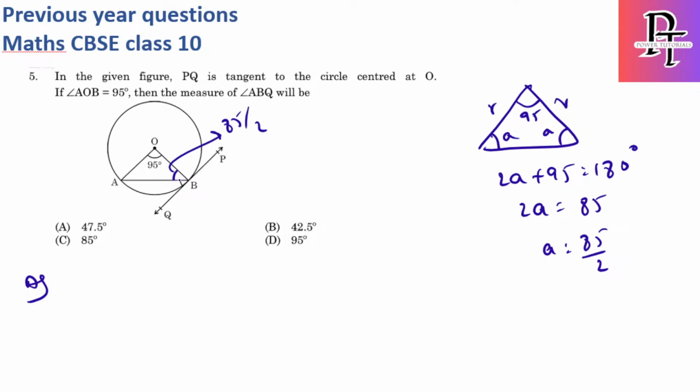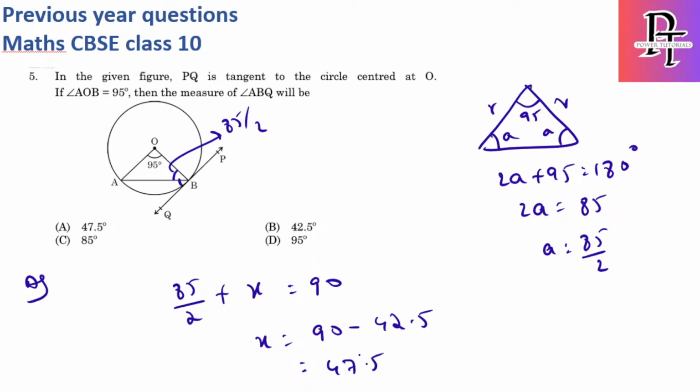What about this angle they are asking? We know that this total angle is 90 degrees. So 85 by 2 plus our required angle, let's suppose it is x, is equal to 90. So x is equal to 90 minus 85 by 2, which is 42.5. So 90 minus 42.5 is 47.5.